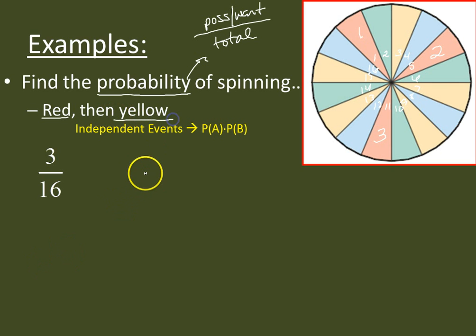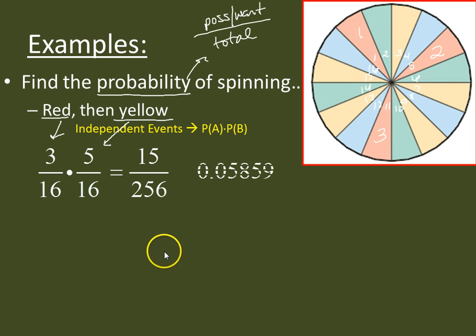What's my probability of getting a yellow? Yellow is 5 out of 16. And why are we multiplying these? They have nothing to do with each other. Red is 3 out of 16. Yellow is 5 out of 16. I want to spin a red, and then I want to spin a yellow. So this is an and question. Okay, so all you're doing is multiplying. 3 out of 16 times 5 out of 16 gives you 15 out of 256. Or, remember we said we can write these as fractions. You can write them as decimals. It doesn't matter when it comes to probability. So, as a decimal, this would be 0.05859.